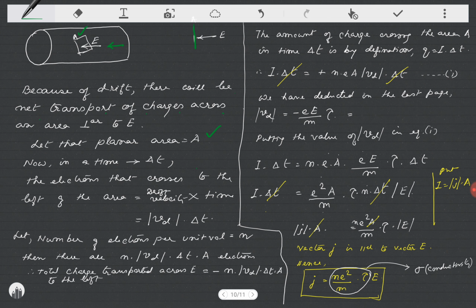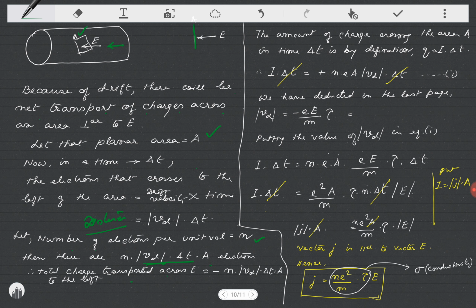Now in a time delta t, the electrons that cross to the left of the area is equal to drift velocity into time. We know distance traveled S is equal to velocity into time. Here the velocity is mod of Vd, and time is delta t. Let the number of electrons per unit volume be small n. Then n into Vd is the distance, S is equal to Vt. Throughout the distance, n number of electrons cross through that area A.